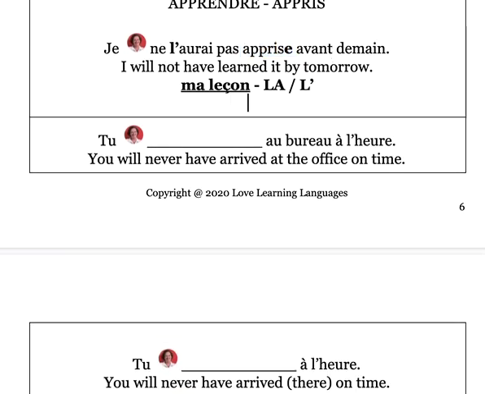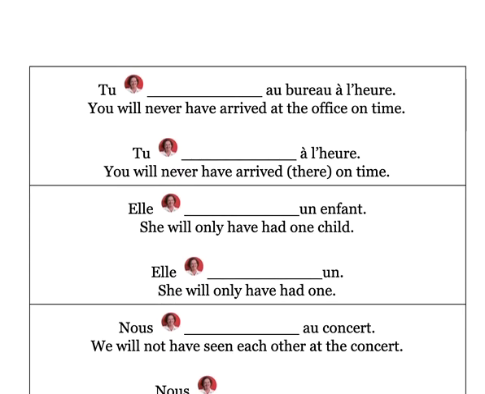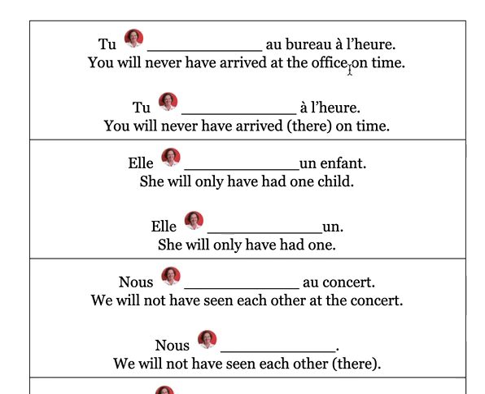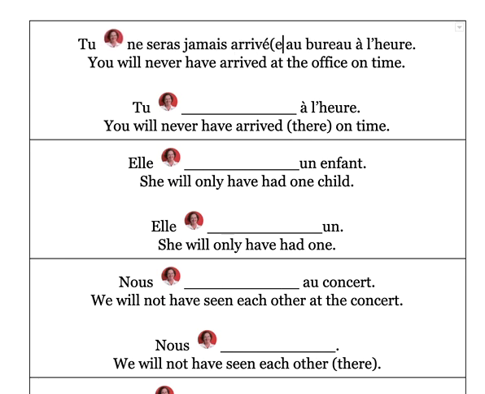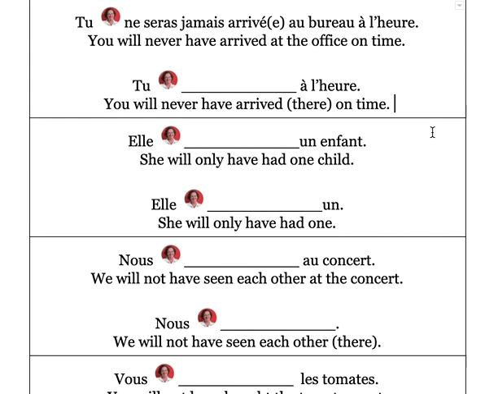Okay. Here, let me get this down on the next page. Here we're using tu. You will never have arrived at the office on time, so that's our verb arriver. D'accord? We have to use être with arriver, right? So tu ne seras jamais arrivé au bureau à l'heure.